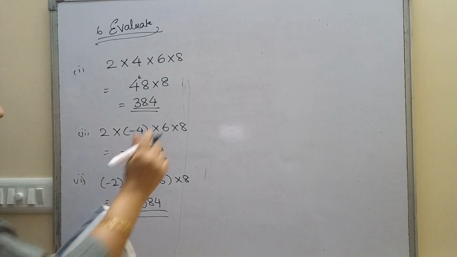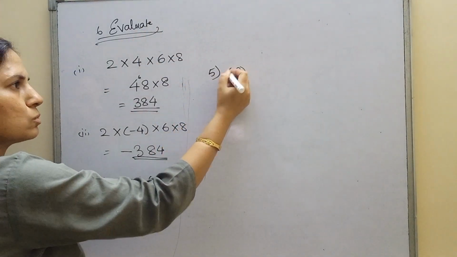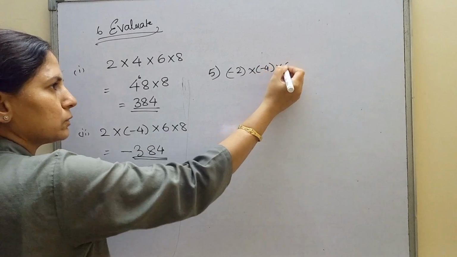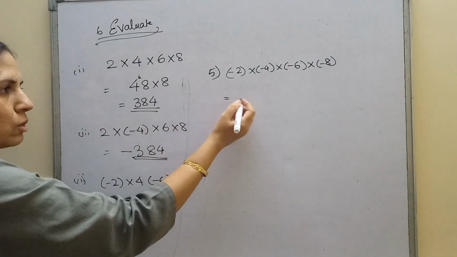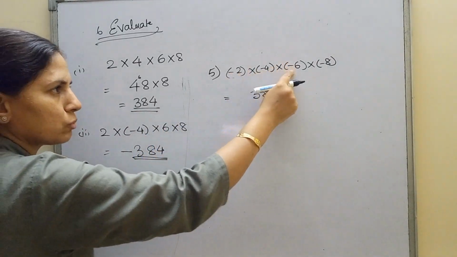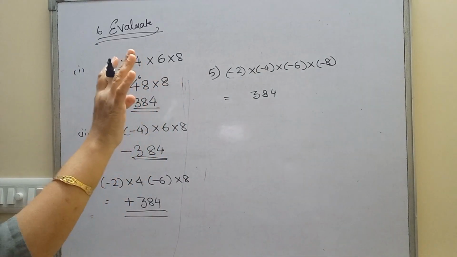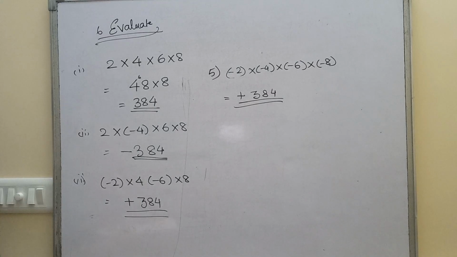I'll go ahead directly with the fifth one. All are in minus. Minus 2 into minus 4 into minus 6 into minus 8. Let's multiply and find the product. So this is 384. Now 1, 2, 3, 4. 4 means even, it will be plus. I think by now it is easy and clear to you where you have to put a plus sign and where you have to put a minus sign while doing evaluation, simplification, multiplication and division.